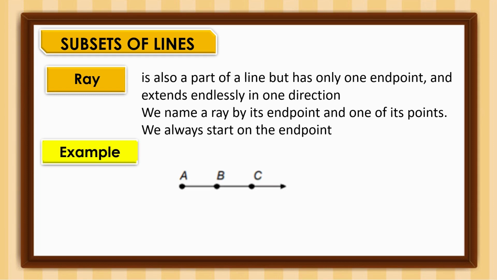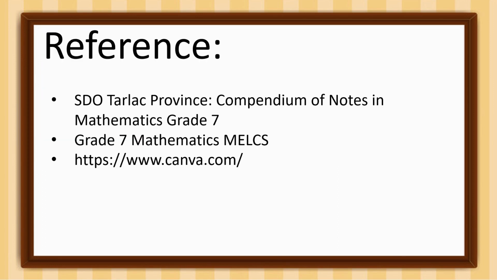Example, we have here an illustration. So this illustration can be named as ray AB. Let us start in one endpoint. Then it can also be named as ray AC. And that's all for the part 1 of quarter 3 week 1 of grade 7.